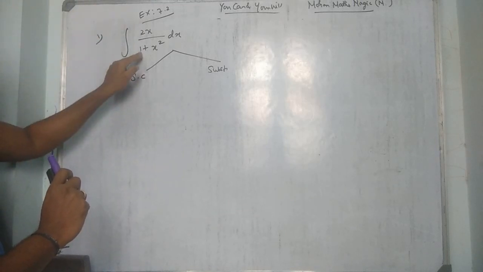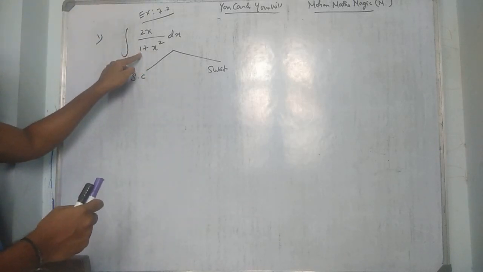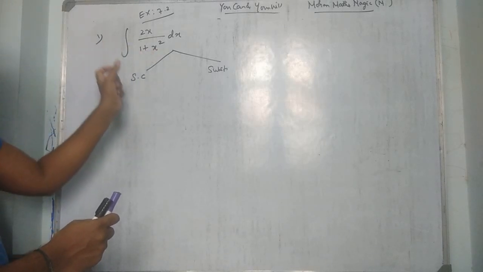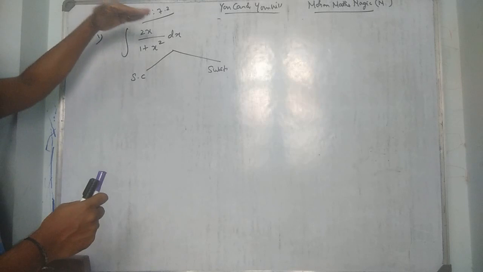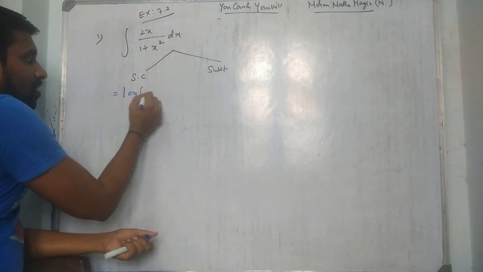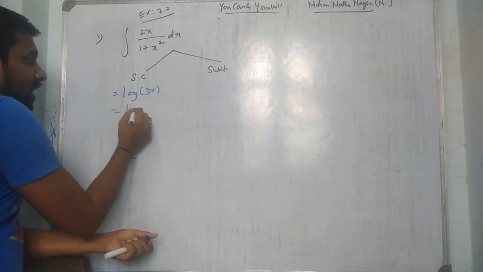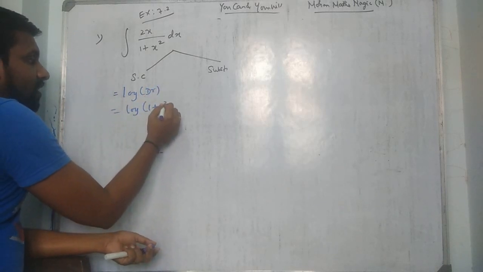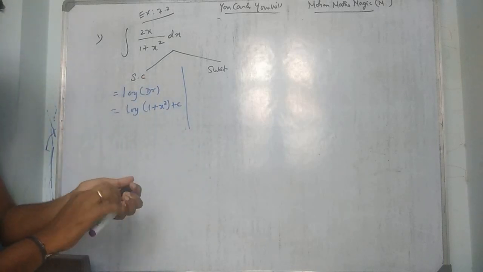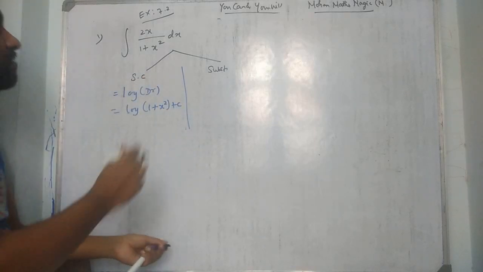For example, differentiate 1 plus x square: 1 differentiated gives 0, x square differentiated gives 2x, so 0 plus 2x. Yes, I am getting the numerator. Now what I told you, the shortcut answer is log of denominator. So the answer is log of denominator plus c. This is the shortcut. Suppose I don't know the shortcut, I have to do the substitution method.